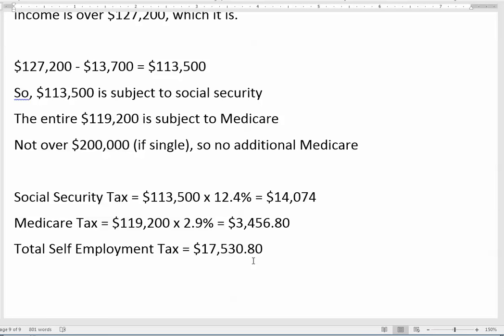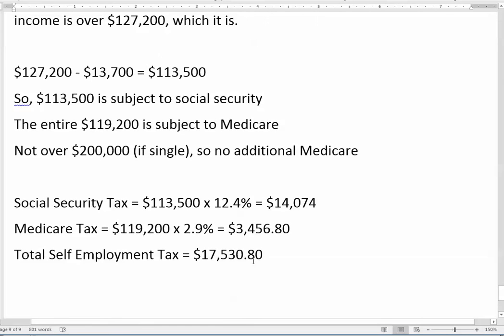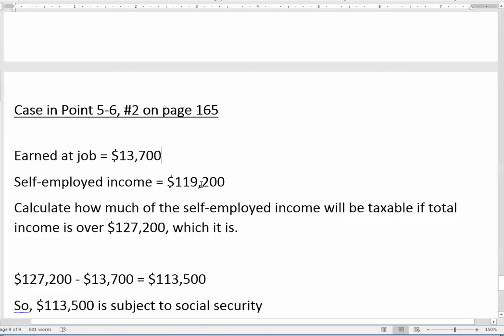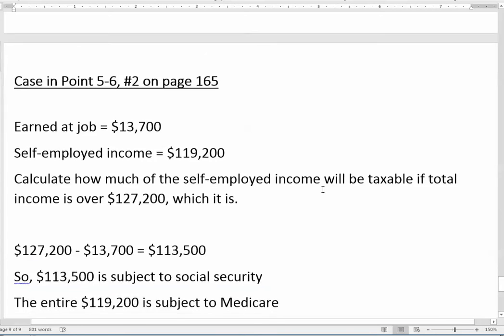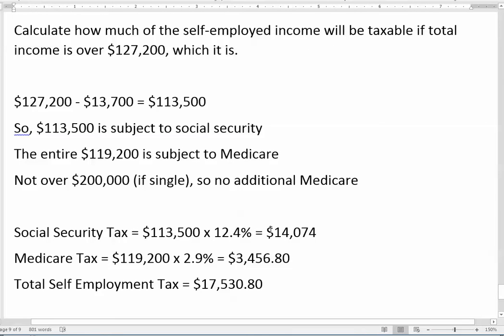It's the employee and employer portion of Social Security and Medicare. So I think that's the end. One thing to keep in mind is if this person had been over the $250,000 mark, then we would have had to worry about the additional 0.9%, which would only be 0.9%. We would have had to add that on, in which case it's really important that we keep those separated. So the $113,500 at 12.4% and $119,200 at 2.9%. It's easier, I think, to do it that way than it is the way the book explains it. And that's it for this chapter.